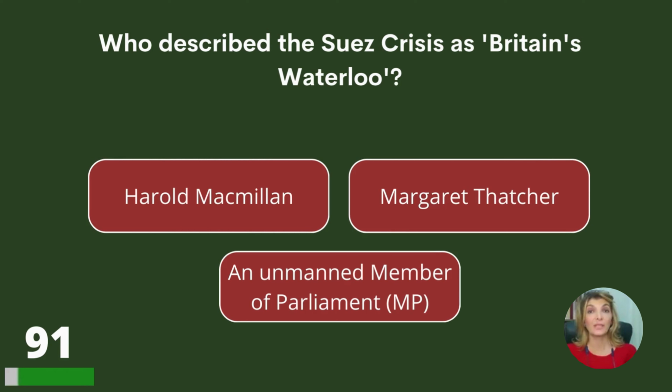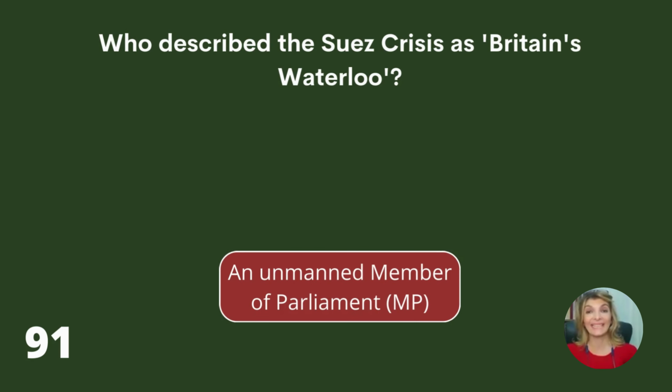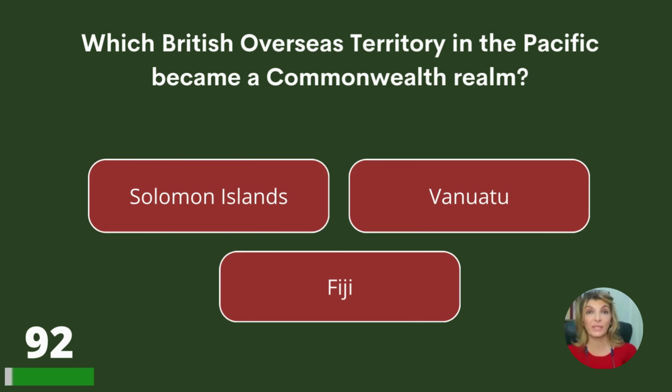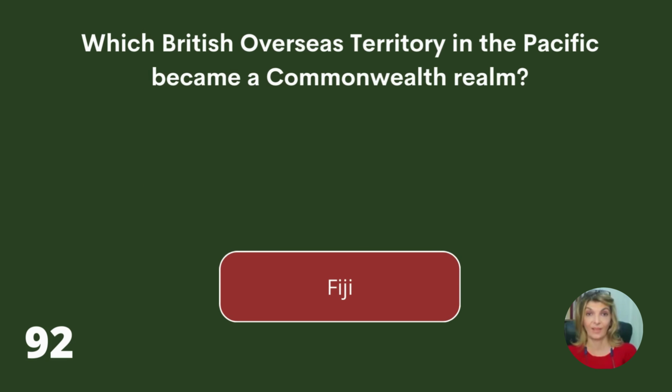Who described the Suez Crisis as Britain's Waterloo? Harold Macmillan, Margaret Thatcher, or an unnamed member of Parliament? An unnamed member of Parliament. Which British overseas territory in the Pacific became a Commonwealth realm? Solomon Islands, Vanuatu, or Fiji? Fiji.